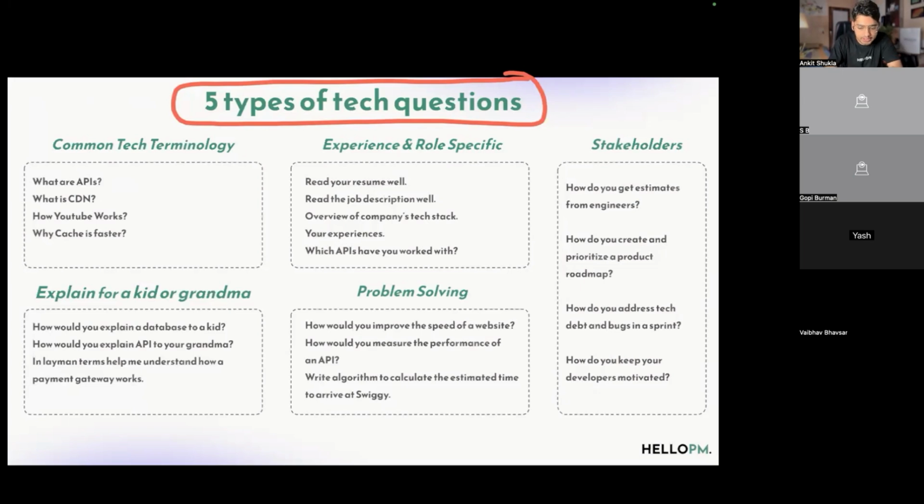Now, the first kind of questions are common tech terminology. You should be knowing basic things: APIs, CDN, how YouTube works, why cache is faster. These are common things that everyone should learn. This is the basics of tech.